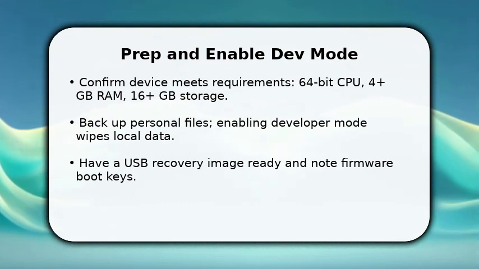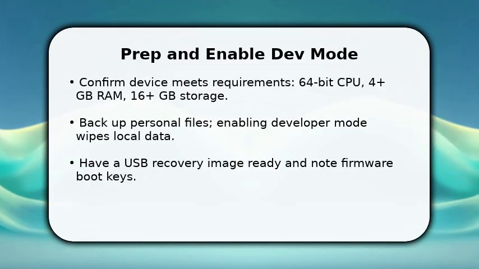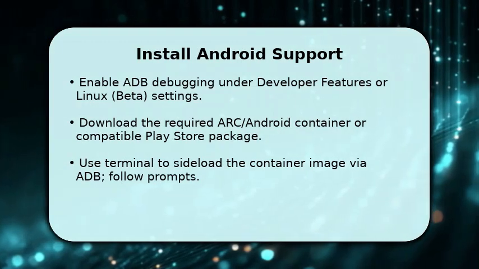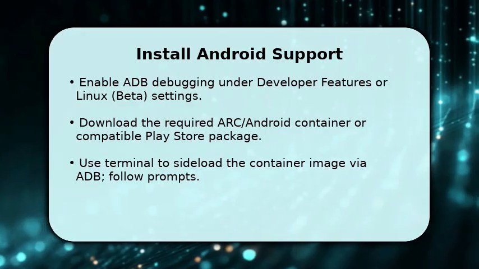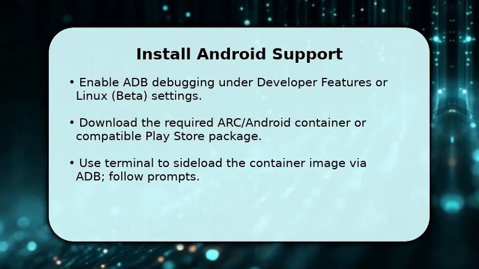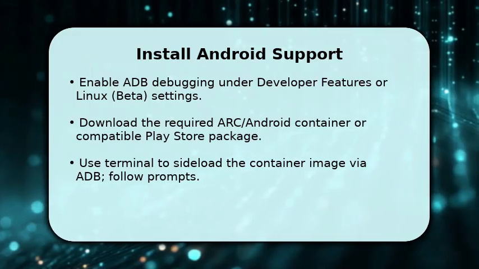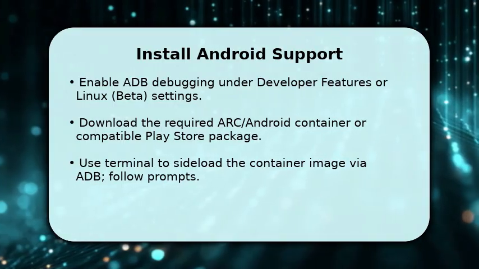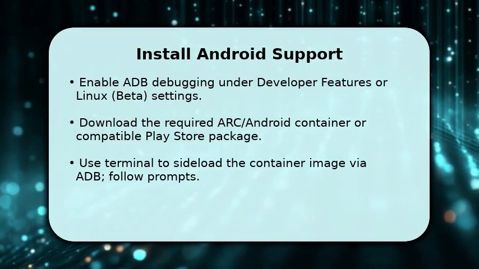Now you install the Android runtime container that hosts Google Play. First, enable ADB debugging in developer features and, if present, enable Linux beta so you have a terminal environment. Once enabled, download the matching ARC Android container image for your Chrome OS Flex build. Connect your device to a host computer.